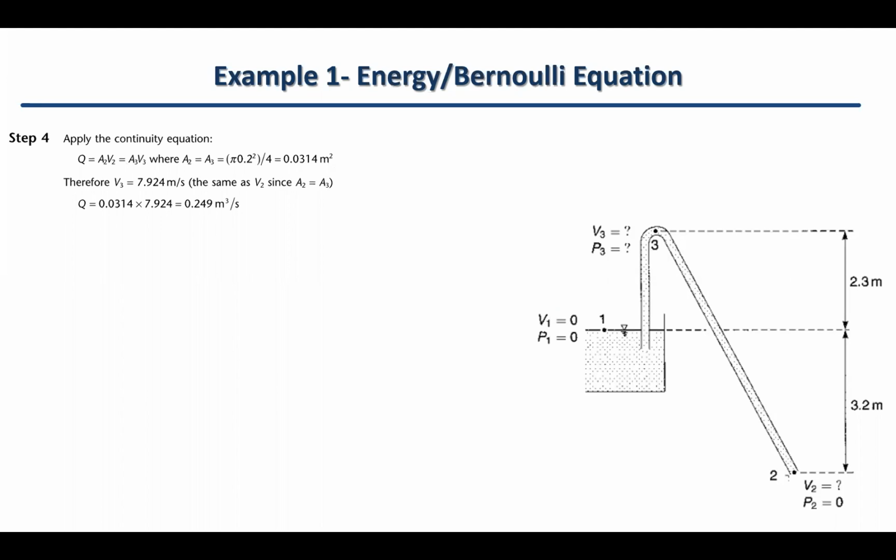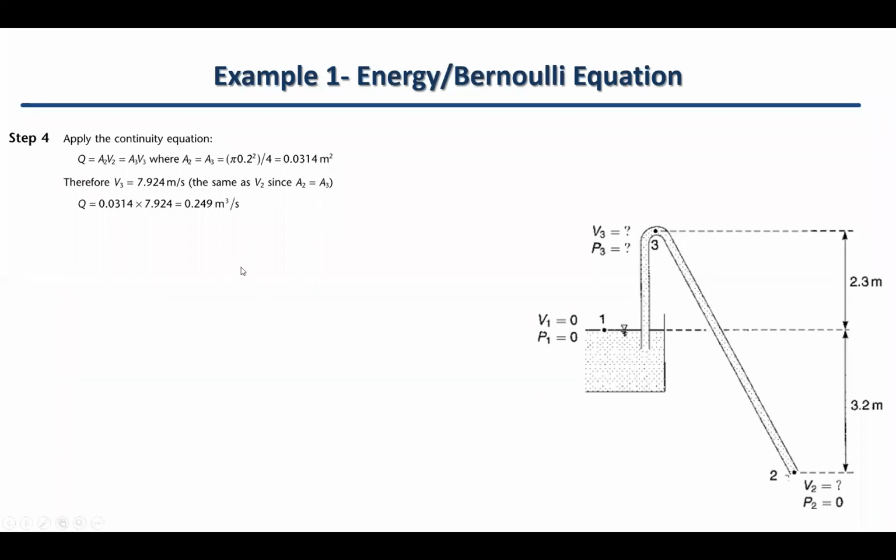As a result, A can be calculated as 0.0314 square meters. This is the area, and A2 and A3 are the same. Velocity, as I said, V2 and V3 are the same, so V3 is the same as V2. We can write 7.924 meters per second. And obviously the flow discharge is equal to A times V. A is 0.0314 times velocity 7.924, and the result is 0.249 cubic meters per second.